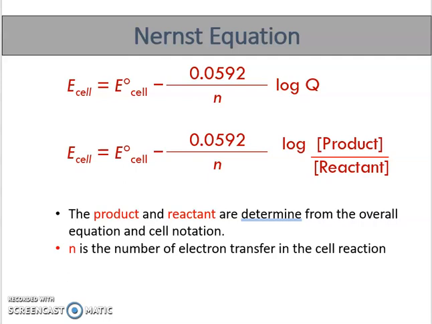The formula for this equation is E cell equals E naught cell minus 0.0592 over n log Q. Q here refers to the concentrations of products over concentrations of reactants, and the products and the reactants will be determined from the overall equation and cell notation. And n here is the number of electrons transferred in the cell reaction. This Nernst equation you need to memorize.